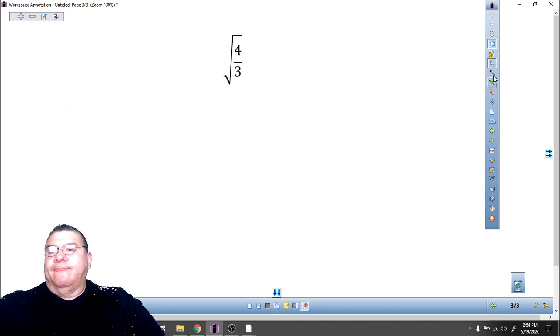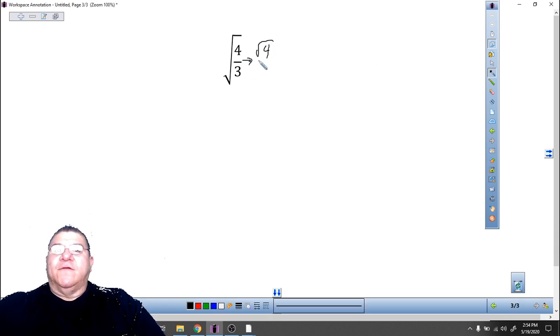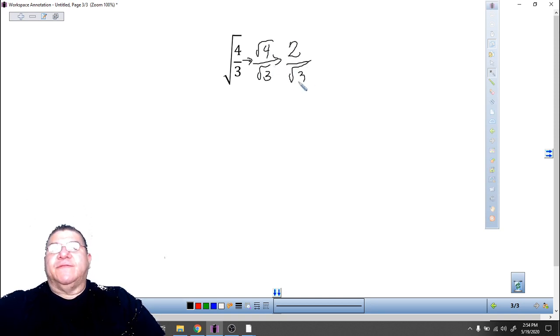Here we go. So this becomes square root of 4 over square root of 3. What is square root of 4? 2 over square root of 3. Can we leave the denominator with a square root? No. So that means we need to multiply times the same square root, times square root of 3.